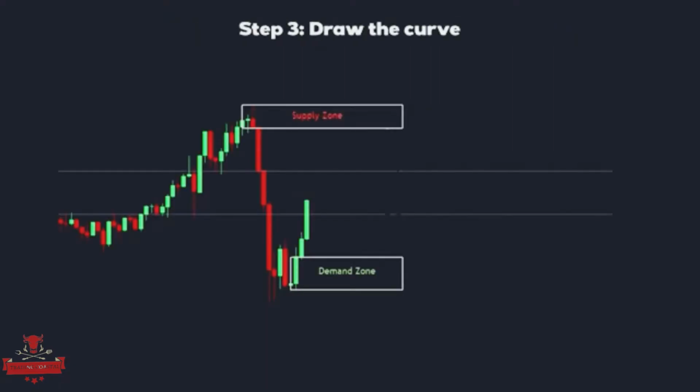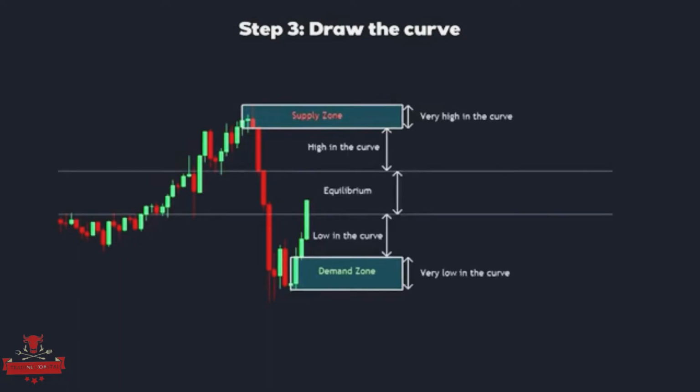Step 3. Draw the curve. The third step is to divide the area between the two proximal lines into 3 equal areas. You start by drawing the closest supply and demand zones, and you divide the distance between them by 3: high, low, and equilibrium. There are 2 options to divide the curve area.